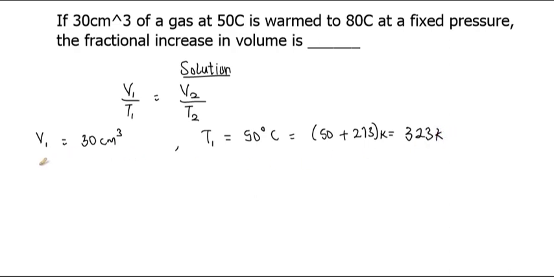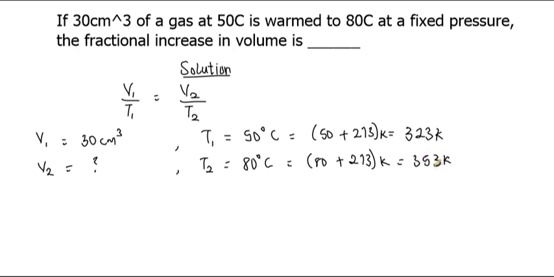Now for the final values, V2, we do not know the final volume of the gas, so we have that to be unknown. Then T2, the final temperature of the gas, is given to be 80 degrees Celsius. We'll convert that to Kelvin as well. So we have 80 plus 273, which gives 353 Kelvin. Now we have V1, we have T1, V2 is unknown and T2 is known. To get V2, we'll make V2 the subject. So from the formula above, V2 equals V1 times T2 divided by T1.